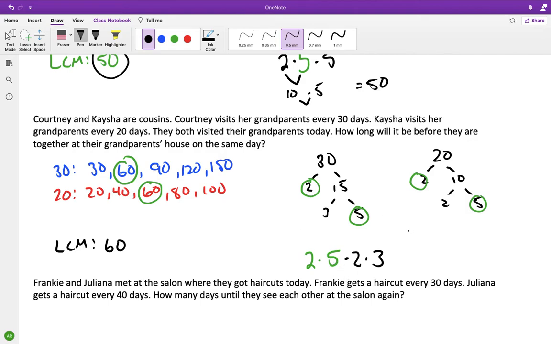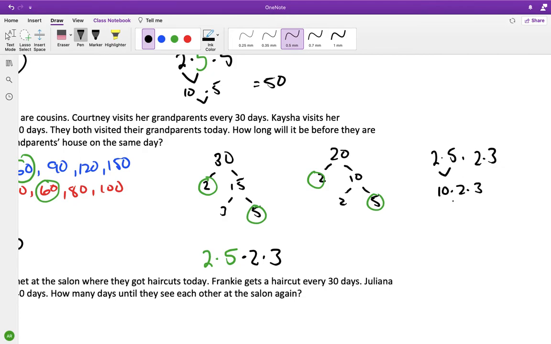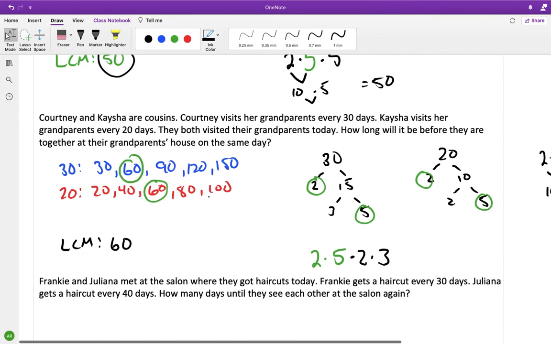Let's do some quick math here. So let's rewrite it over here so we have a little more room to work. So I'm going to drop the colors. We're just going to write them down as we have them. 2 times 5 times 2 times 3. Okay, 2 times 5 is 10. 10 times 2 is 20. 20 times 3 is 60. So once again, using a different technique, I got the least common multiple of 60.